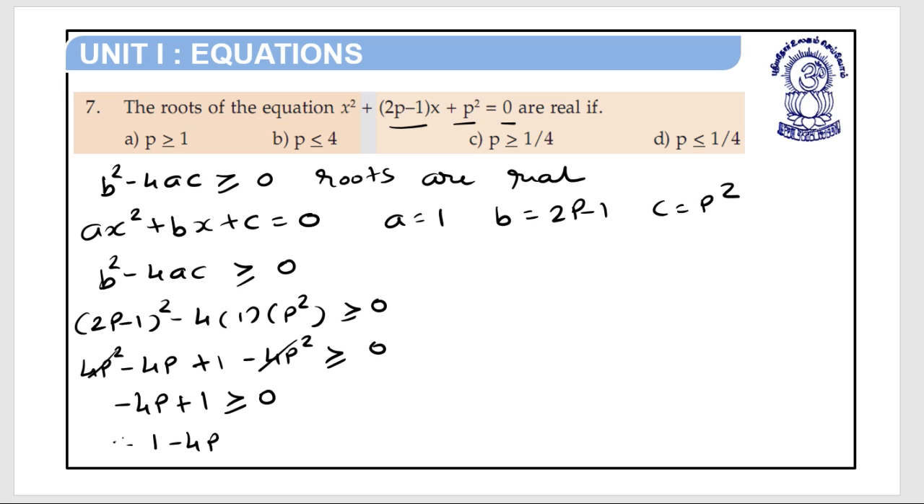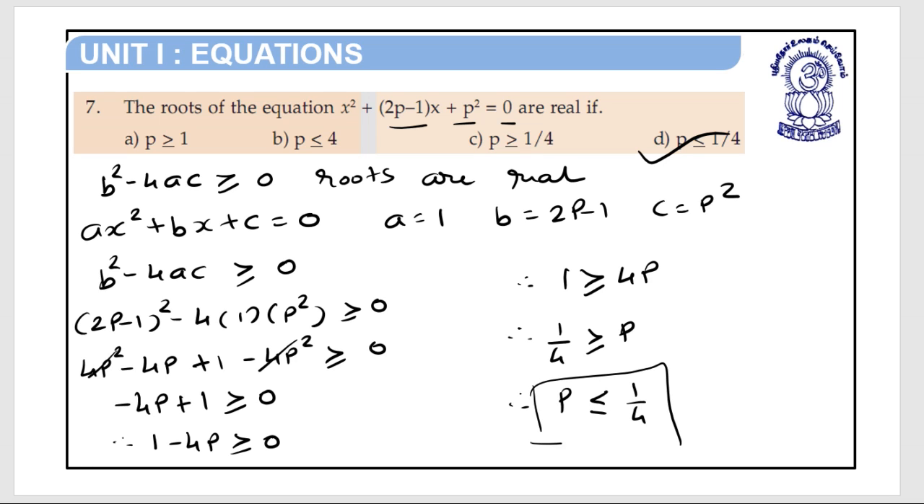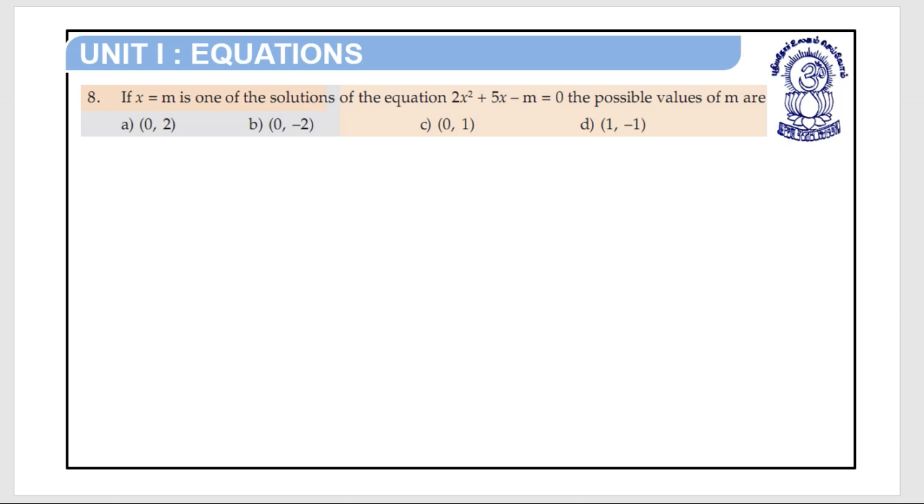So 1 minus 4p greater than or equal to 0. So 1 greater than or equal to 4p. So 1 by 4 greater than or equal to p. So p less than or equal to 1 by 4. So the answer is D. Now next question.